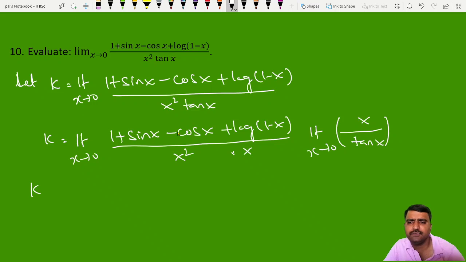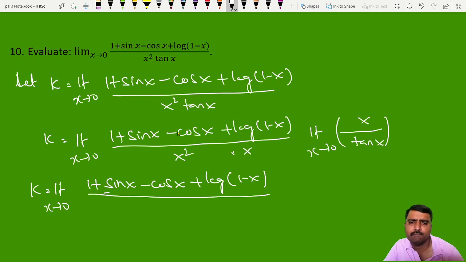K is equal to limit x tends to 0 of (1 plus sin x minus cos x plus log of 1 minus x) divided by x square into x, which is x cube.